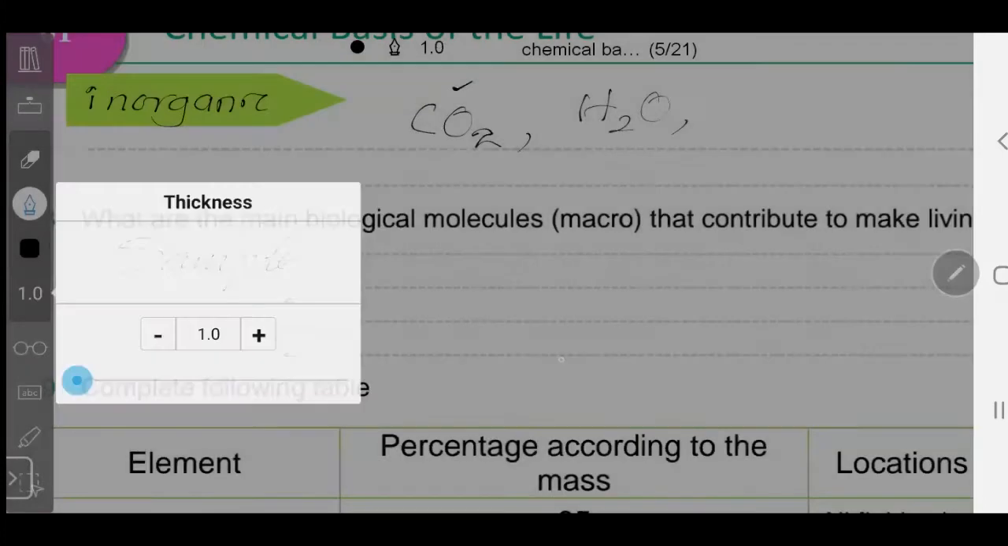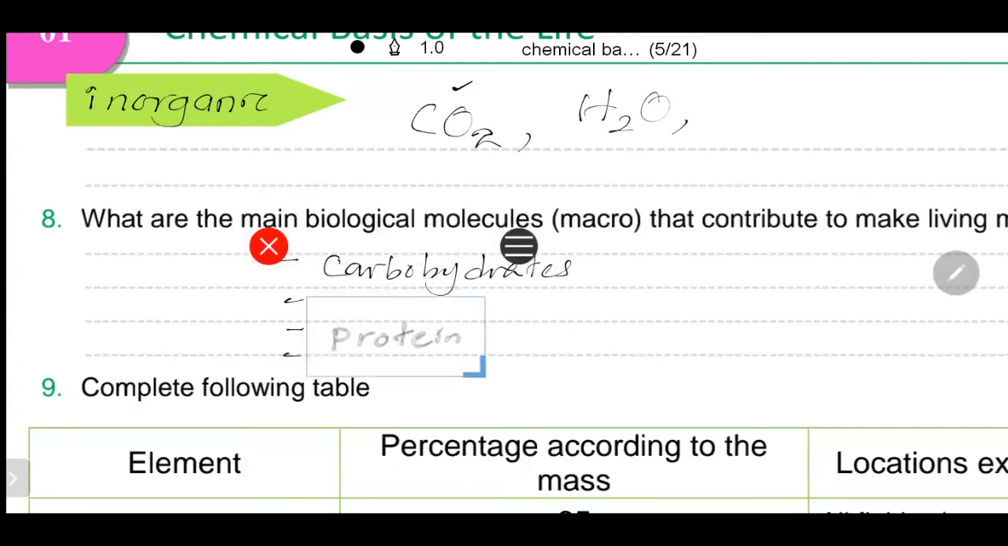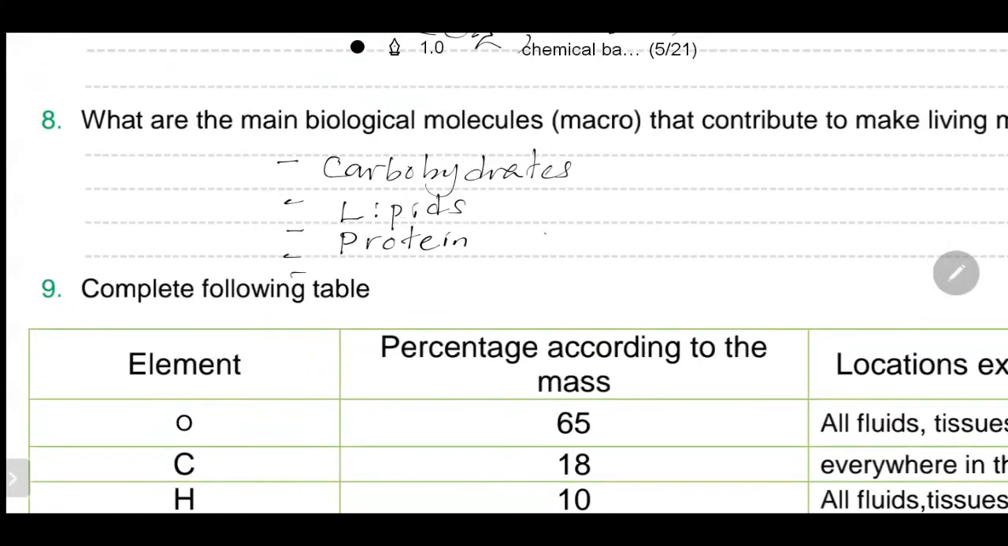Major biological molecules. Carbohydrate. So if you can't see this, you can zoom your screen, okay? Then you can zoom in. Carbohydrate, next. Protein. I think I'll take that as the next one. Lipids. And last one is nucleic acid.